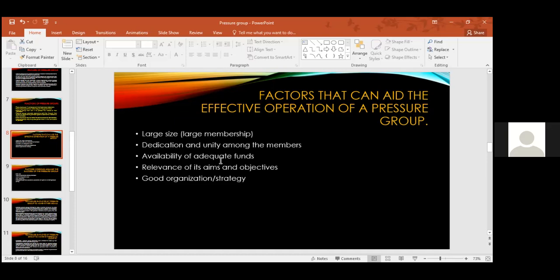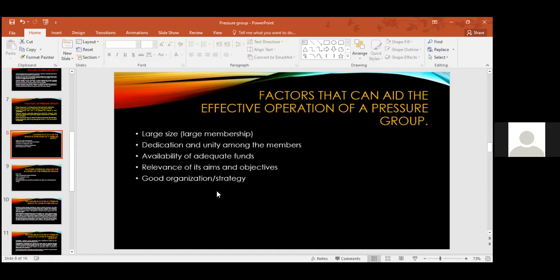Number two, dedication and unity among members. A pressure group can only thrive if they are united and dedicated. That means, for example, let's say you have a group of maybe 5 friends, and everybody respects you because you are 5 strong friends. Now all of a sudden there's a fight between the 5 of you, and 2 people move to a side, 3 people move to another side. At that point, people won't respect you because there's now division between you.